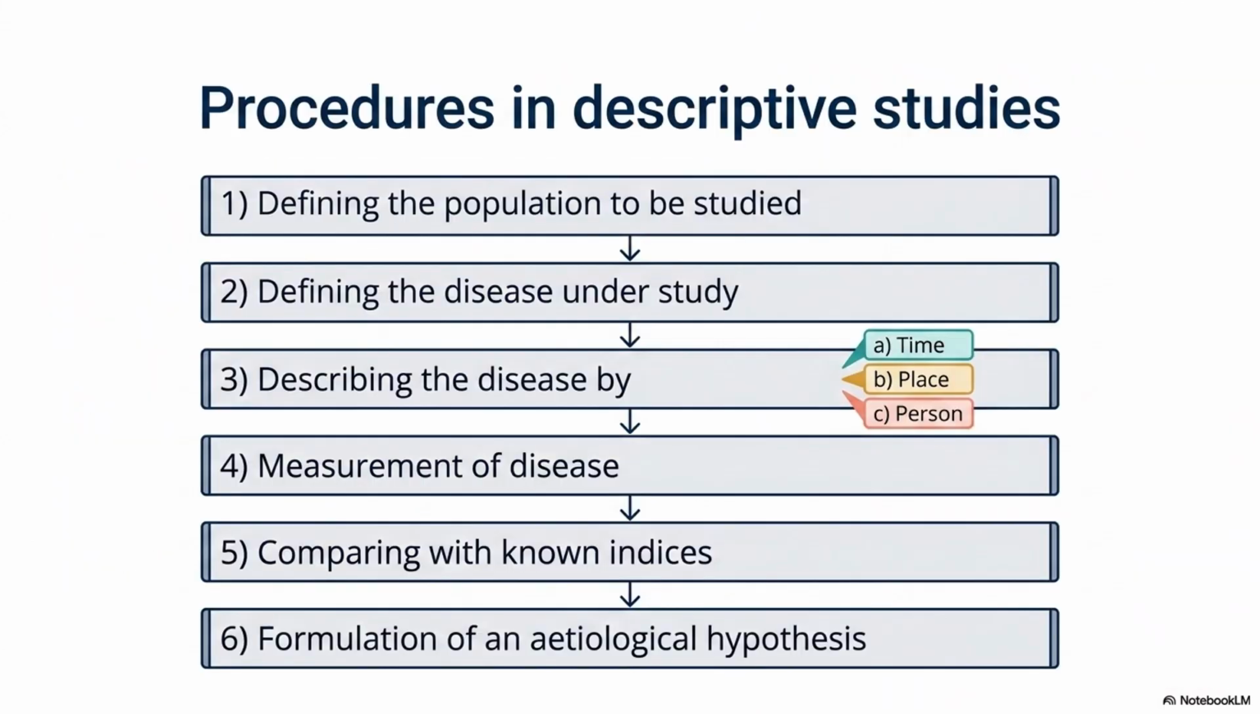Now we will see the procedure or steps in descriptive study design. The following are the steps of descriptive epidemiology. First is defining the population to be studied, second is defining the disease under study, third is describing the disease by time, place, person distribution, fourth is measurement of disease, fifth is comparing with known indices, and sixth is formulation of an etiological hypothesis. Each and every step we are going to discuss in detail.